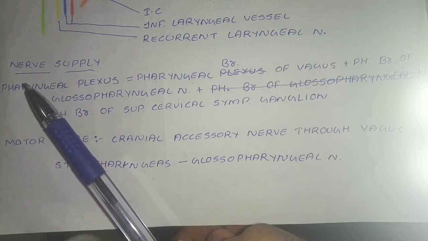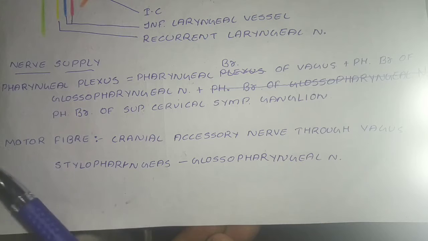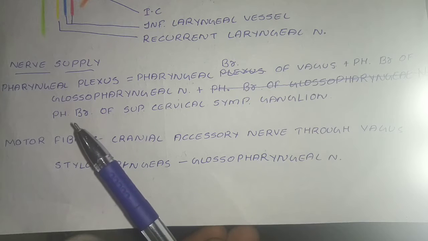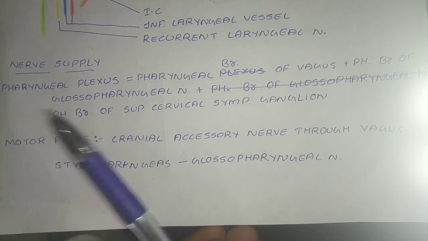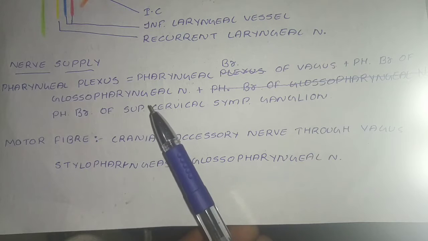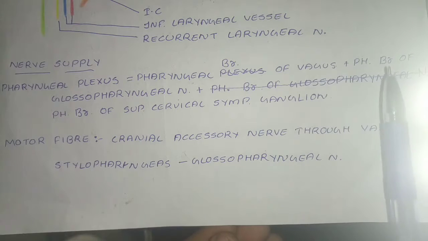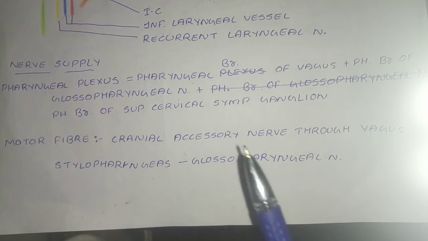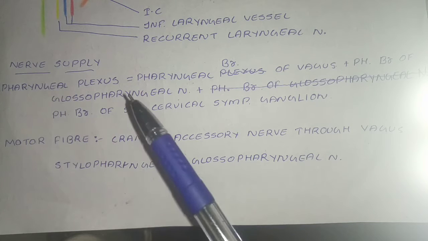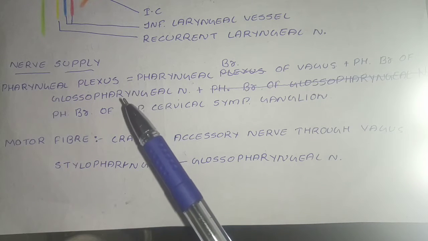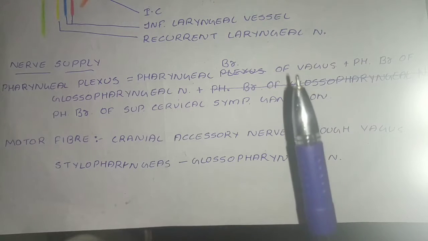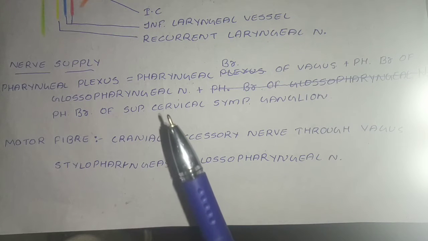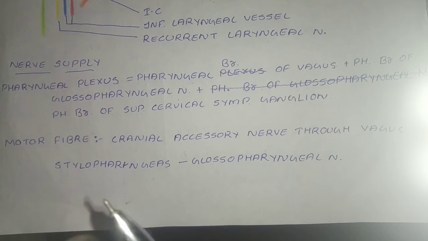So in this section we will be taking on the nerve supply of the pharynx. The pharynx is supplied by the pharyngeal plexus of nerves, which is chiefly on the middle constrictor. This plexus is formed by the pharyngeal branches of vagus, the pharyngeal branches of glossopharyngeal nerve, and the pharyngeal branch of superior cervical sympathetic ganglion. So this pharyngeal plexus is present on the middle constrictor. And now for the motor fiber.